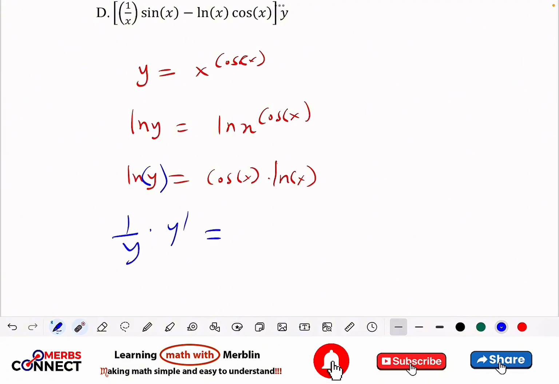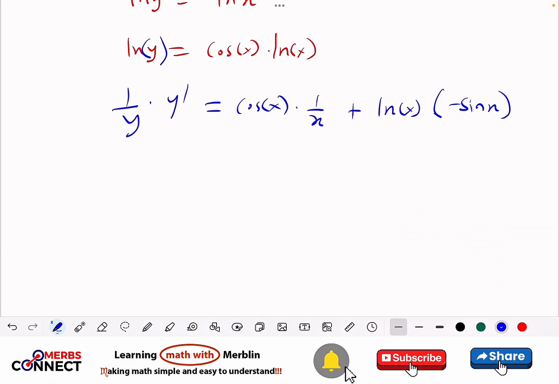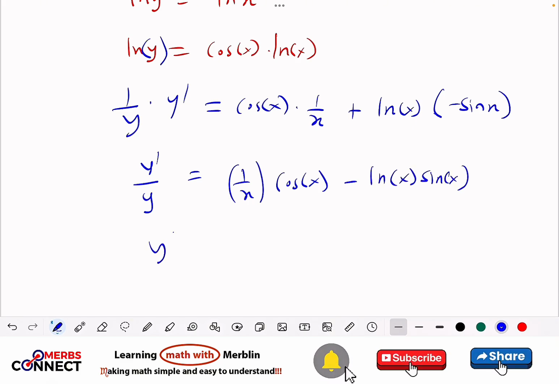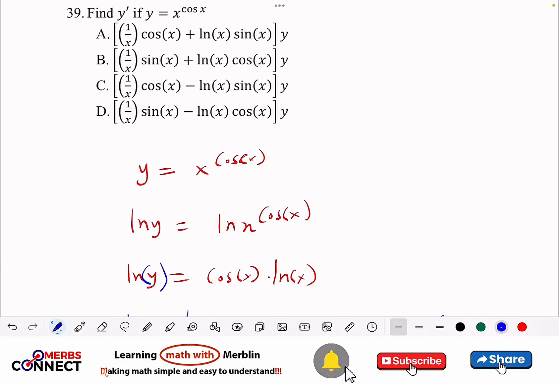is, if I maintain this and differentiate this, cos x times 1 over x, plus now I maintain ln x and differentiate cos, and I have minus sine x. So this is 1 over x cos x minus ln x sine x. Then since we need y prime, we have 1 over x cos x minus ln x sine x, all times y.